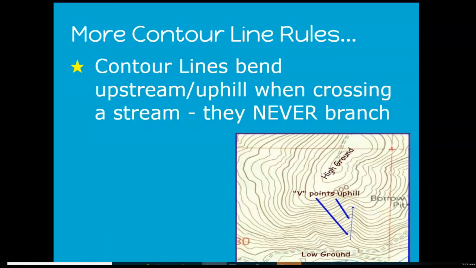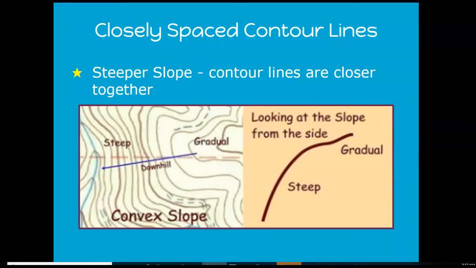If you see a bend in the line, you see how it kind of makes a V. That V indicates that there is a river or valley or a stream. So when you find the V, that V is going to point uphill or upstream. The river is going to flow down.